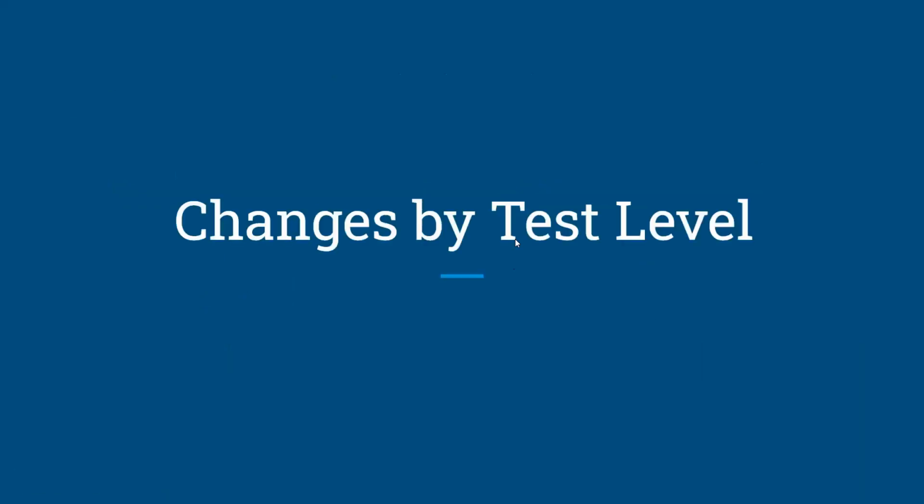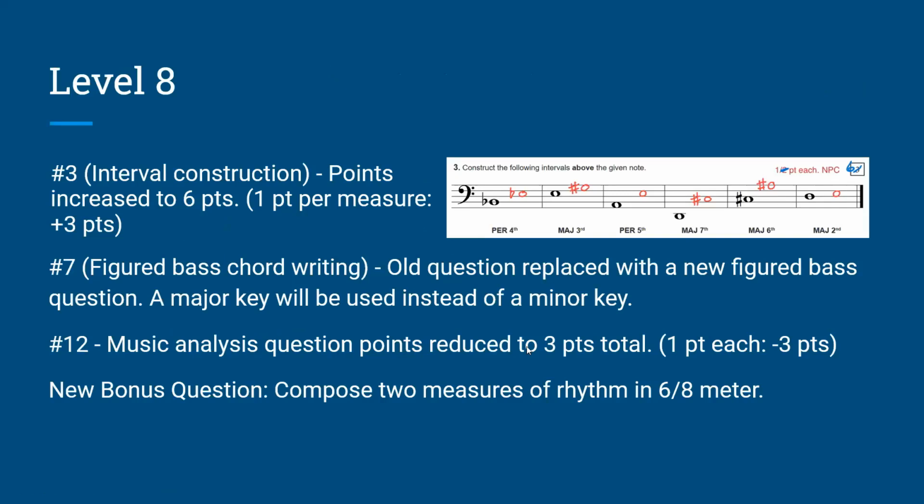All right, so changes by test level. On level 8, on number 3, which is the interval construction where they have to fill in the top note, points are increased to 6 points. So instead of being half a point per measure, it is 1 point per measure. So our total is 6 points.